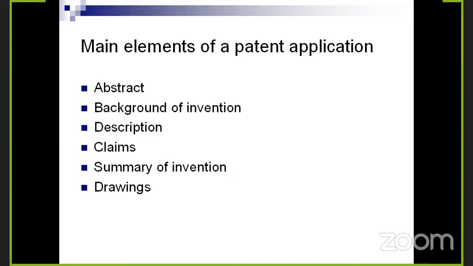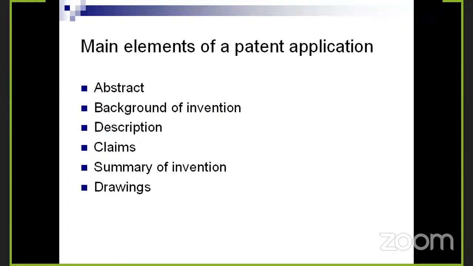So the various parts of the patent application are: the first is the abstract. Now the abstract is very, very important in the sense that it gives a very short introduction to the invention, and what it tries to highlight is the field of invention, the technological area which the invention is talking about. Now this abstract is very important.